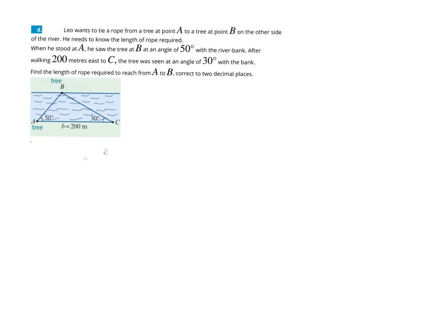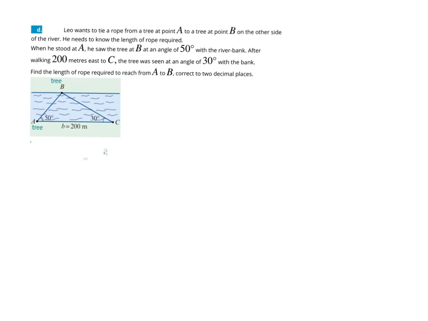So Leo wants to tie a rope from a tree at point A to a tree at point B on the other side of the river. He needs to know the length of the rope required. When he stood at A, he saw the tree at B at an angle of 50 degrees with the riverbank. After walking 200 metres east to point C, the tree was seen at an angle of 30 degrees with the bank. Find the length of the rope required to reach from A to B, correct to 2 decimal places.